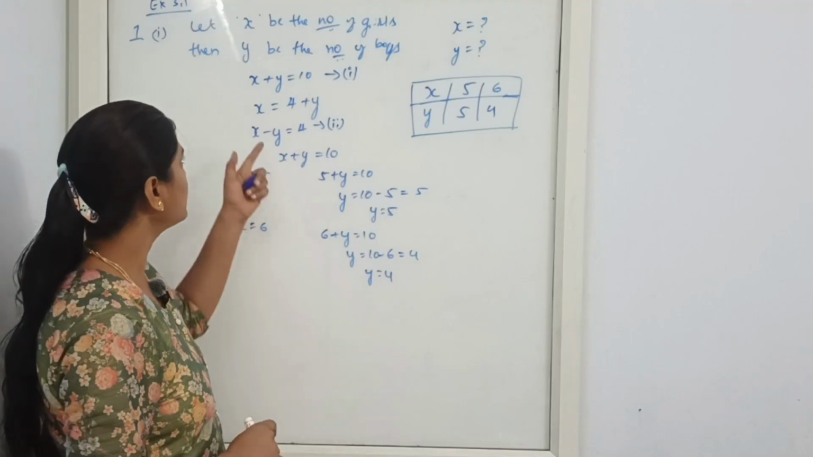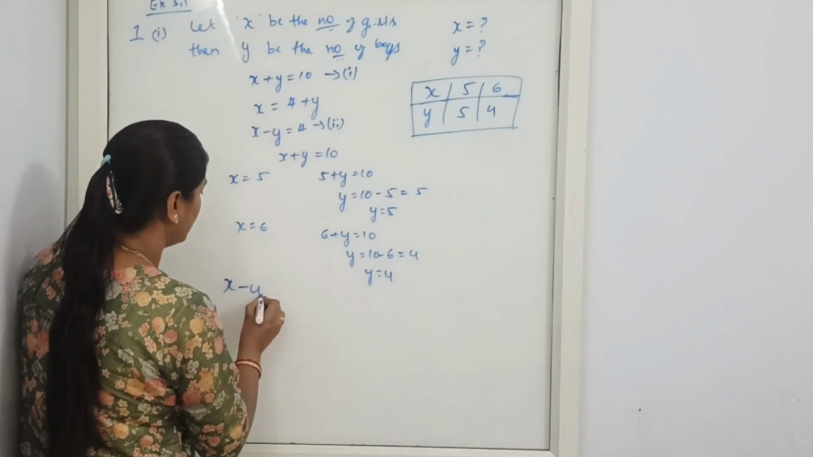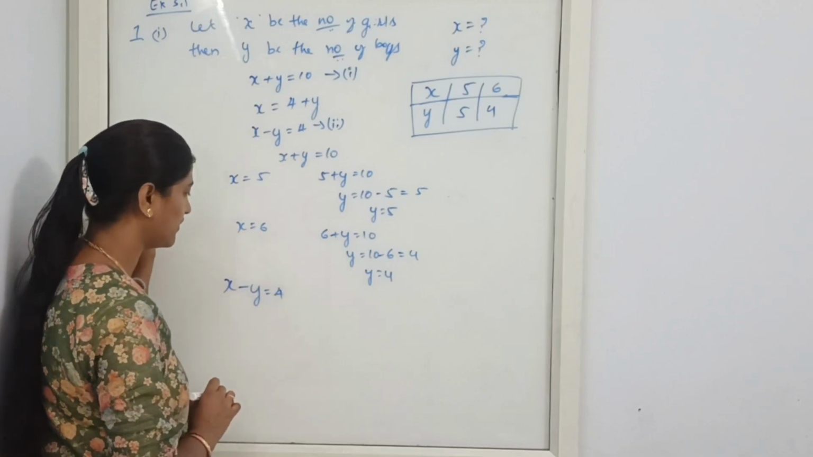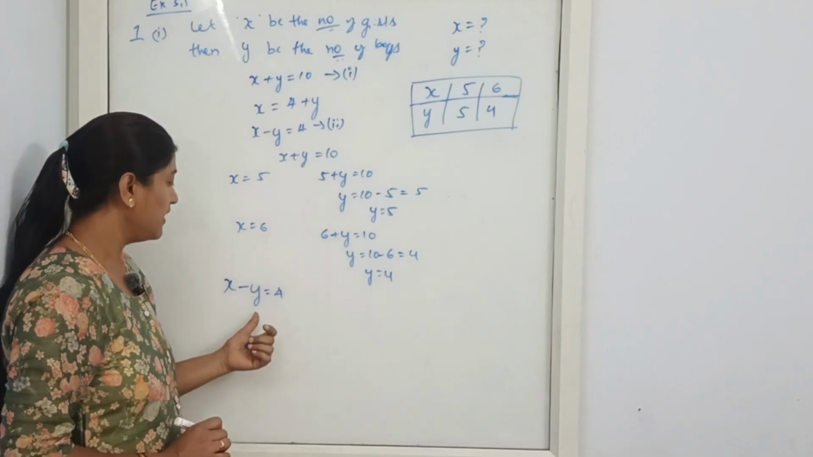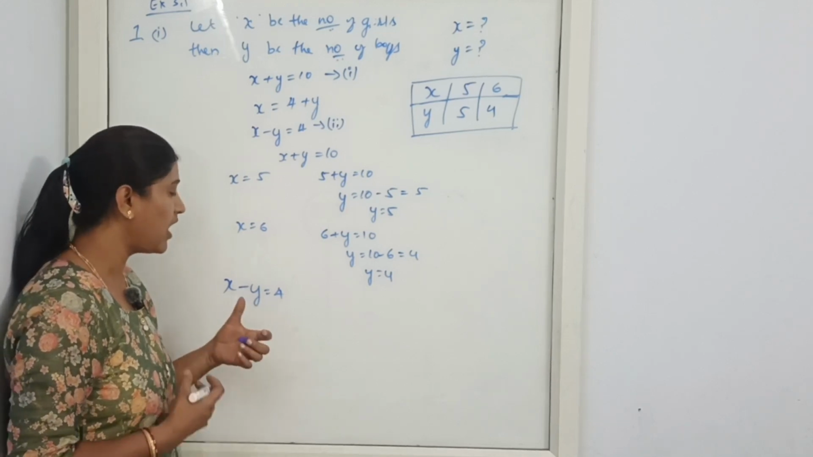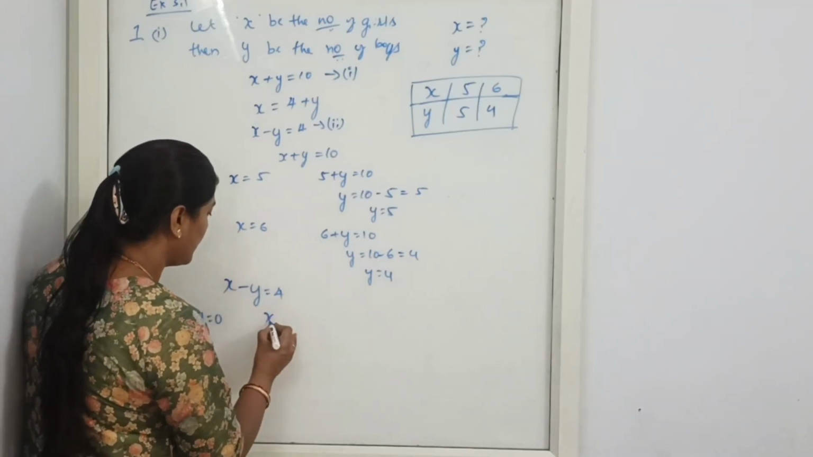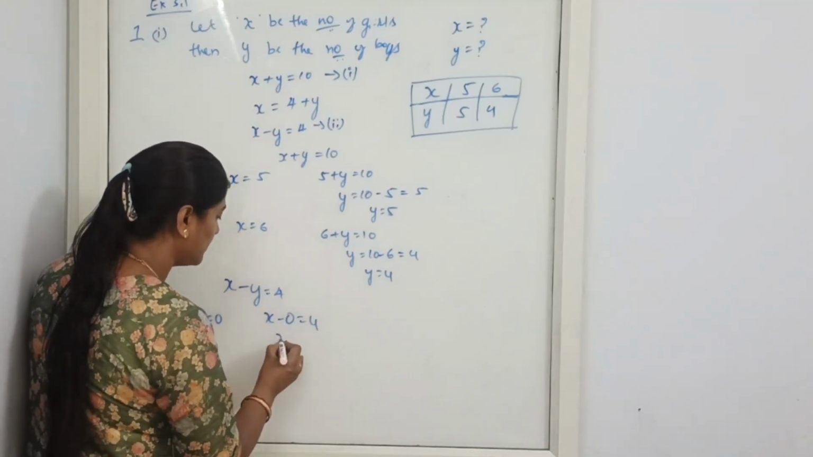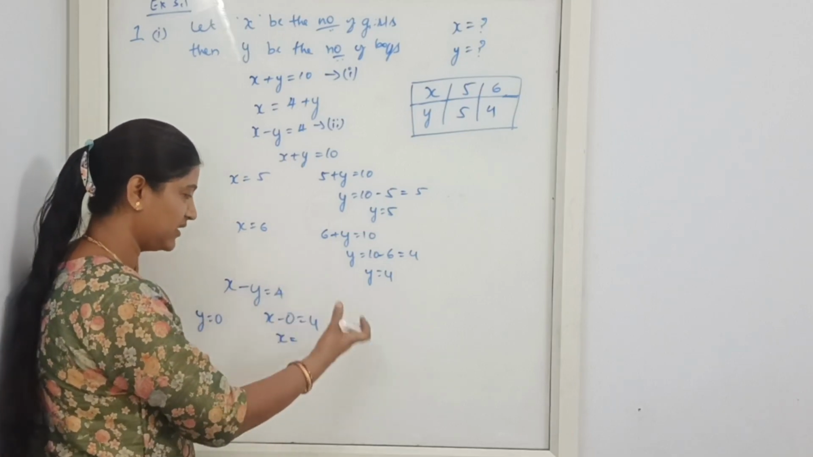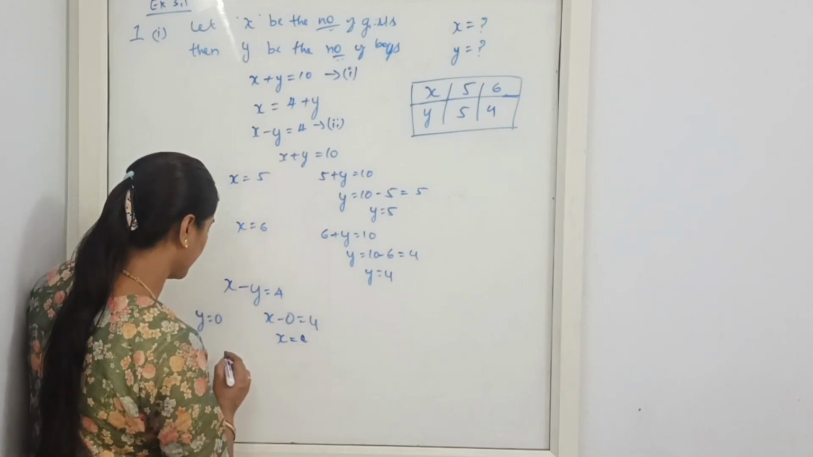Then the second equation, what is the second equation? x minus y is equal to 4. Here you have to try to cancel the negative value. y is negative. Now how can we cancel it? By giving y is equal to 0. x minus 0 is equal to 4, and x is equal to 4; if you transpose 0 to the other side, nothing changes, no? So x is 4.